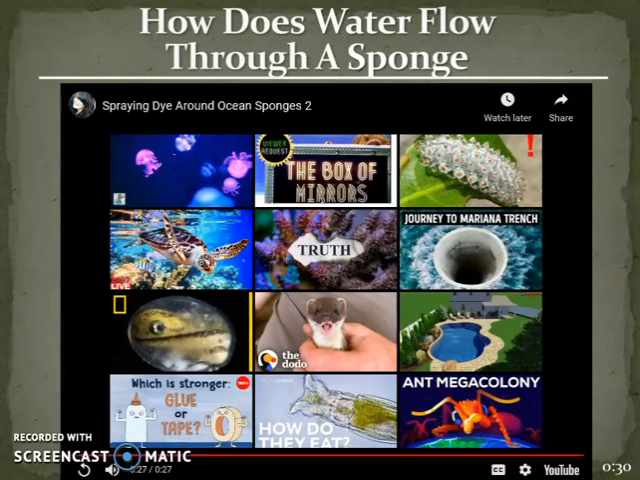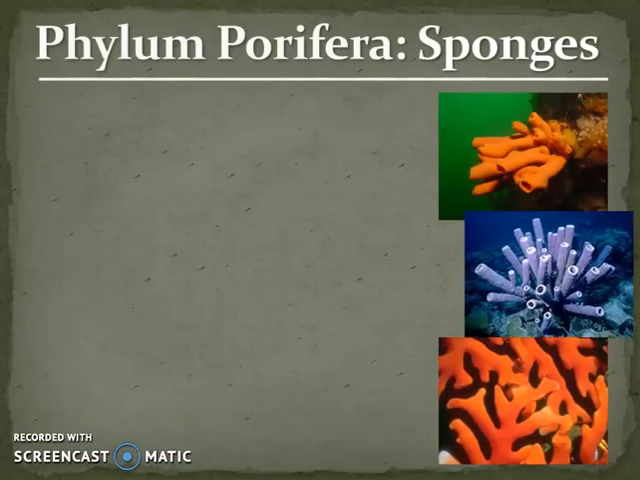So you can see how we can prove that sponges take in water from their surroundings and pump it out their osculum by pouring that dye around it and watching the dye move through the sponge.